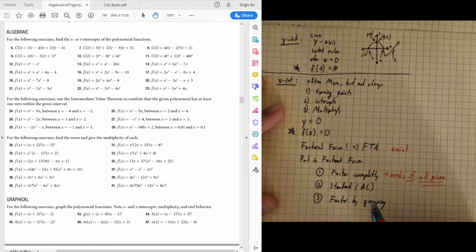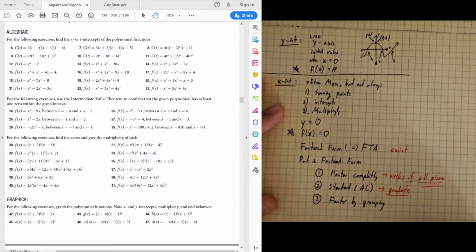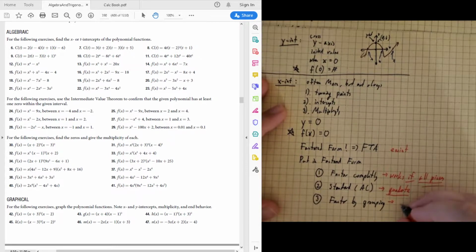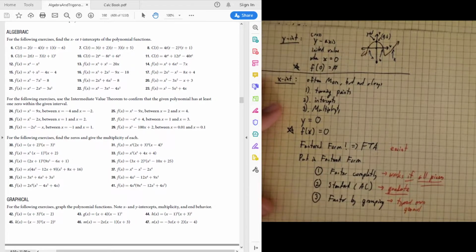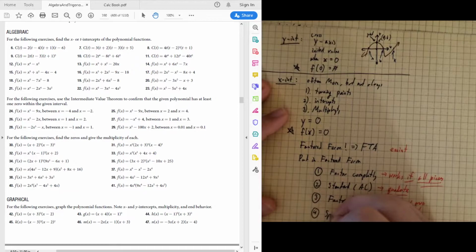Okay? The standard technique works best if it's a quadratic. So quadratics, remember, are anything with a power of 2 as its main power, as its degree, as we called it last time. Factor by grouping, this one's typically used in more general settings. There is a 4th technique you can use. These are referred to as special cases.